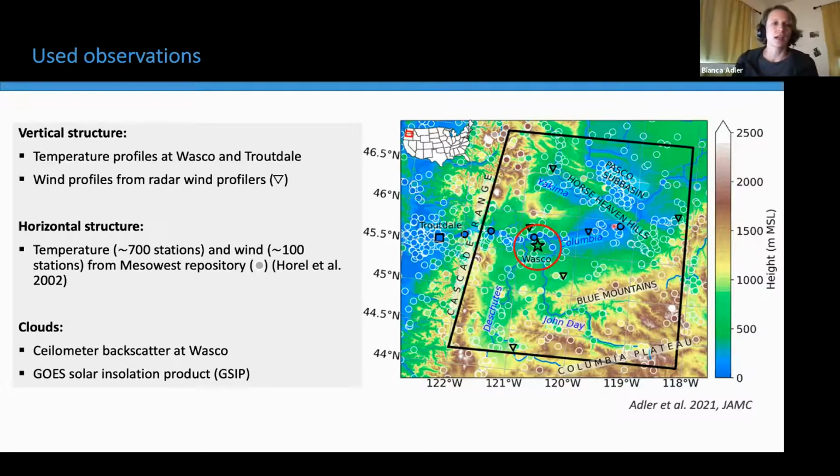To get information on clouds, I had ceilometer backscatter profiles available here at Wasco in the center of the basin. And for the spatial distribution, I used the GOES satellite product.